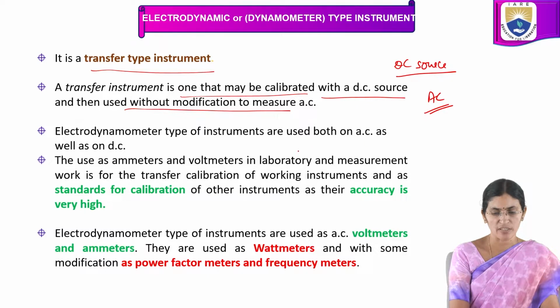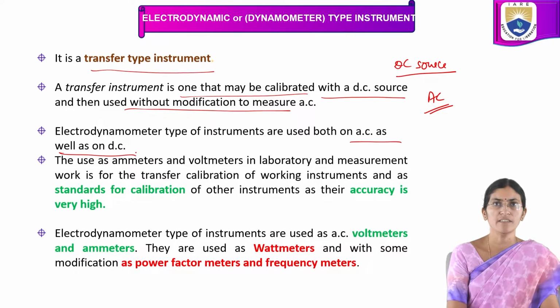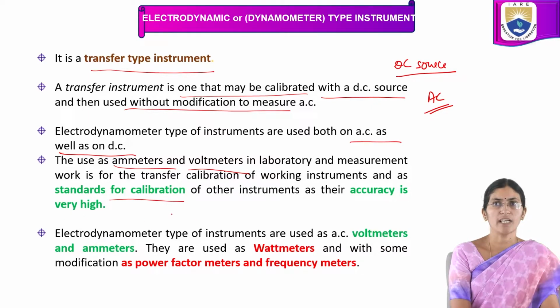Electrodynamometer type of instruments are used both on AC as well as DC. So they can be used for measurement of AC as well as DC quantities. Mostly we use them in laboratories as ammeters and voltmeters for calibration purpose. These are the standards for calibration of other instruments because their accuracy is very high. As compared to PMMC and moving iron instruments, the accuracy of electrodynamic or dynamometer type instruments is very high. Therefore they are used as calibration instruments.